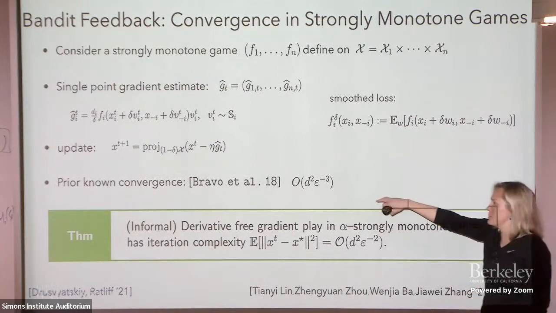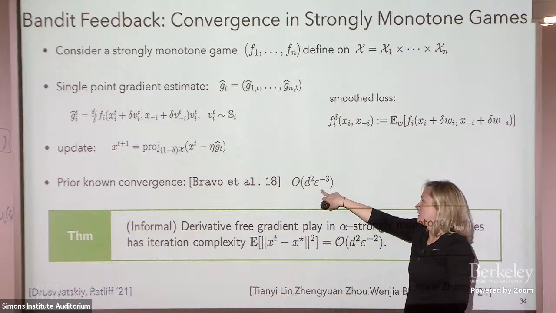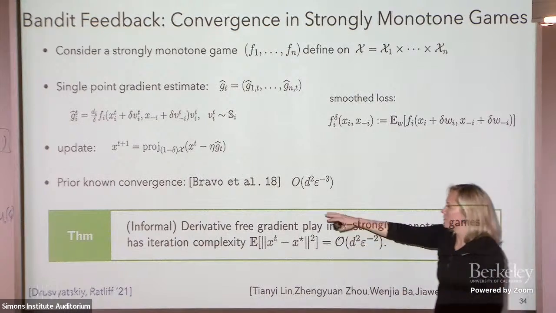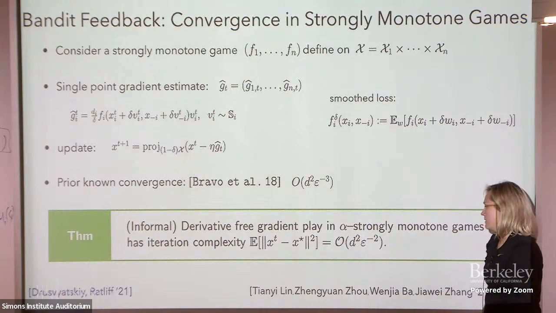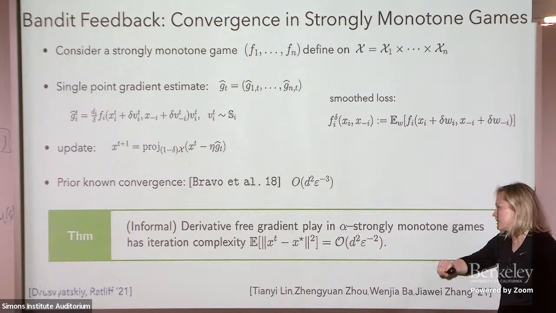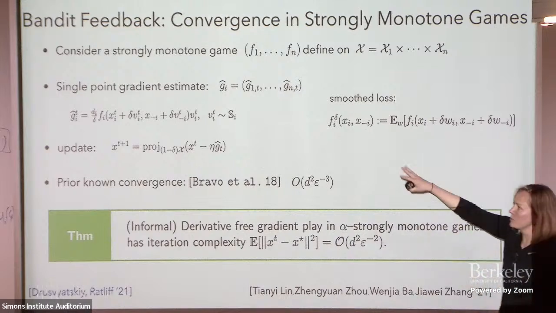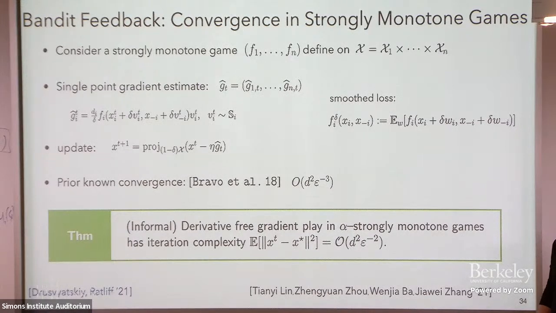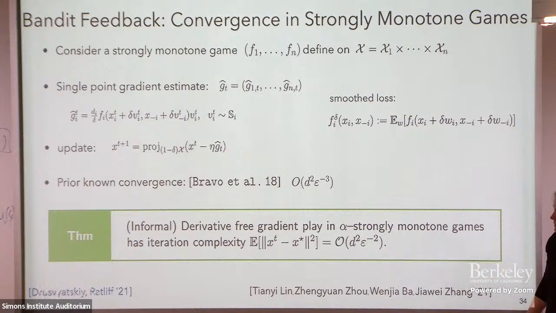Okay, so the known convergence rates from 2018 had square dependence on the dimension, and then epsilon minus 3 in terms of the target accuracy. These were shown by Bravo et al. They conjectured that the rate should be what we have down here. So this is also the optimal rate in the single player setting for these single point gradient estimates that I've shown. If you have multiple point gradient estimates, you can do a little better than this. You can get a square root d factor instead of the d squared dependence. So we're able to get this rate for general strongly monotone games. And so then that, of course, applies to the decision dependent setting that I was just showing.